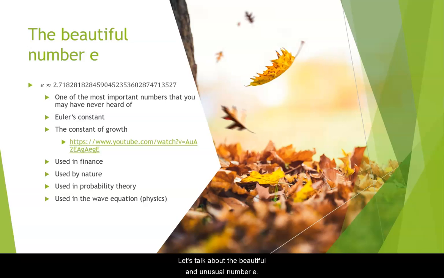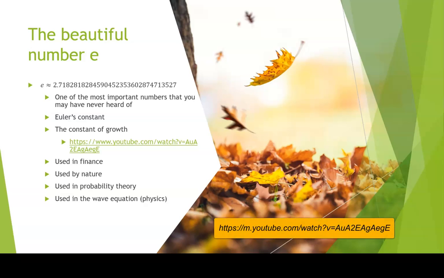Let's talk about the beautiful and unusual number e. This is an approximation for the number e. It's roughly 2.718. E is used all kinds of places and all kinds of surprising places. It's probably, like I said, one of the most important numbers that you've never heard of. Sometimes it's called Euler's constant. And yes, this is pronounced Euler.